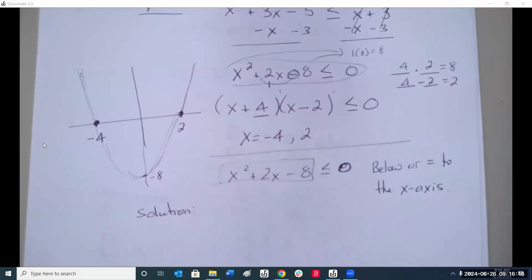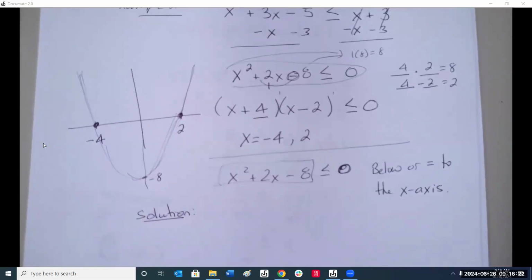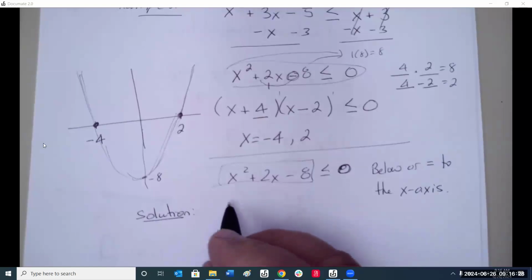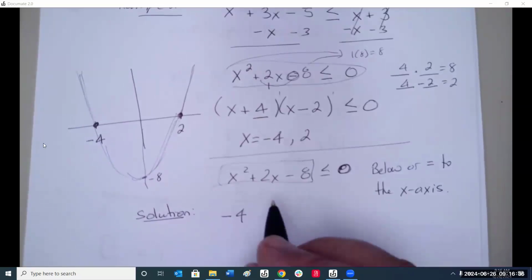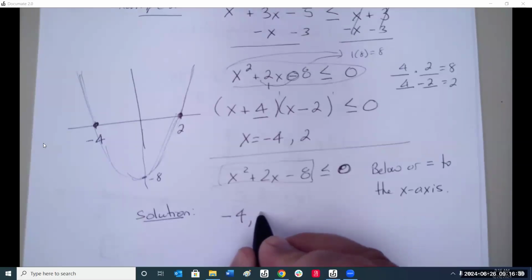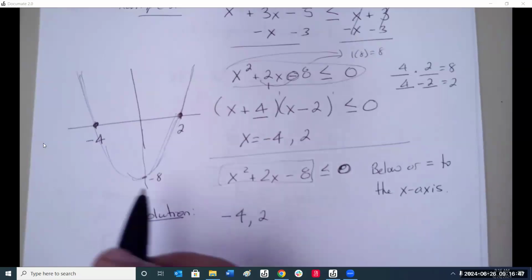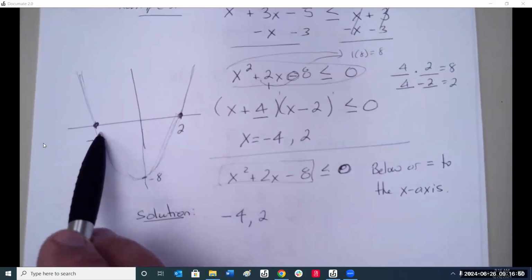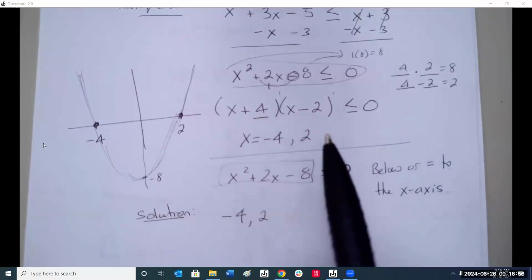So our solution is what? Nope. We're only looking for the domain, not the range. Look where the graph is below the x-axis. All this stuff is below the x-axis. It happens from -4 to 2. That's why we have the x-intercepts.